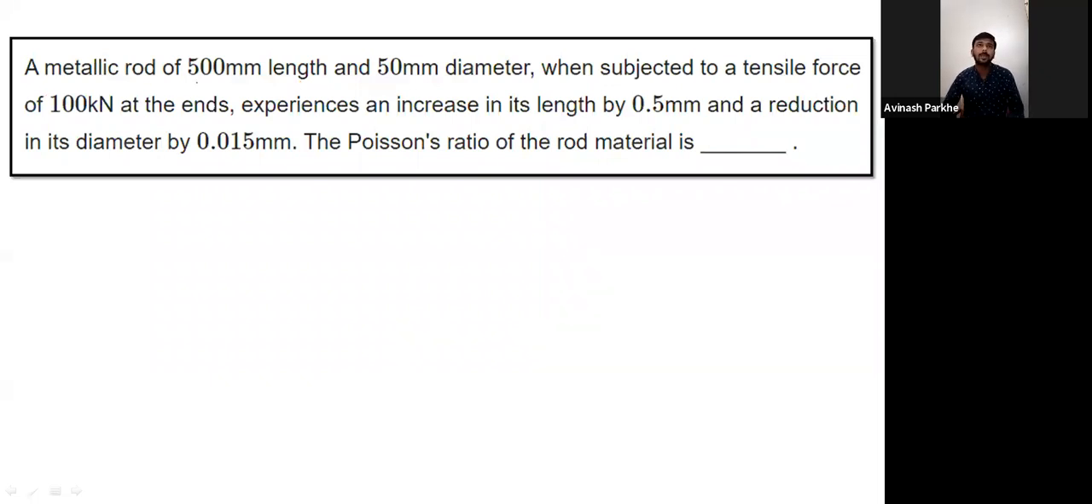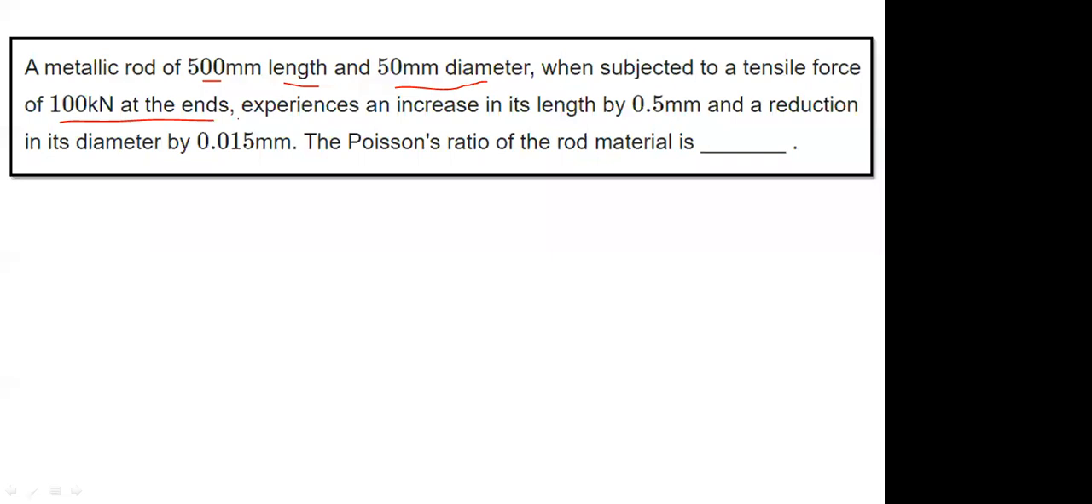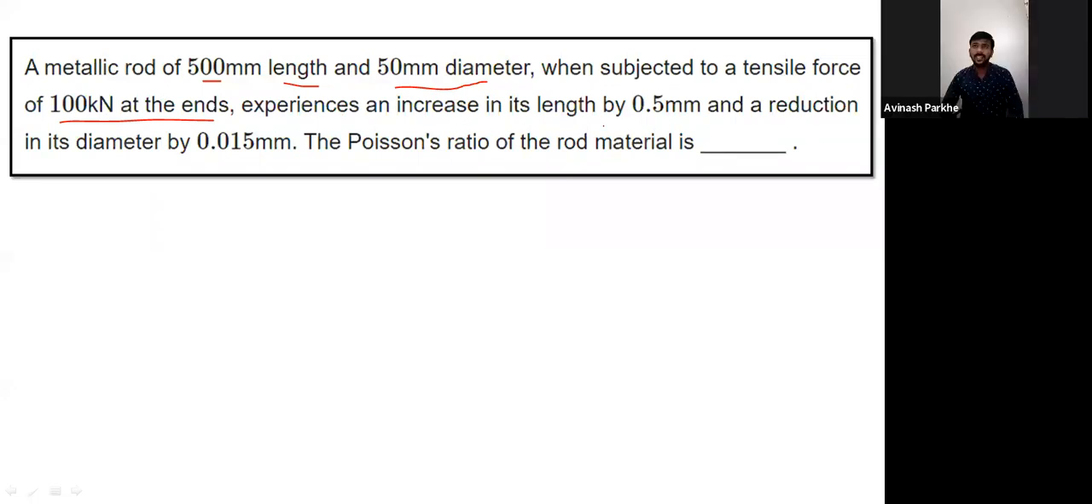Let us see. A metallic rod of 500 mm length and 50 mm diameter. Rod means it is circular in cross section. Its length is given, then 50 mm diameter is given, when subjected to a tensile force of 100 kilonewton at the ends. So that particular rod is subjected to a load of 100 kilonewton at the ends. It experiences an increase in length by 0.5 mm.